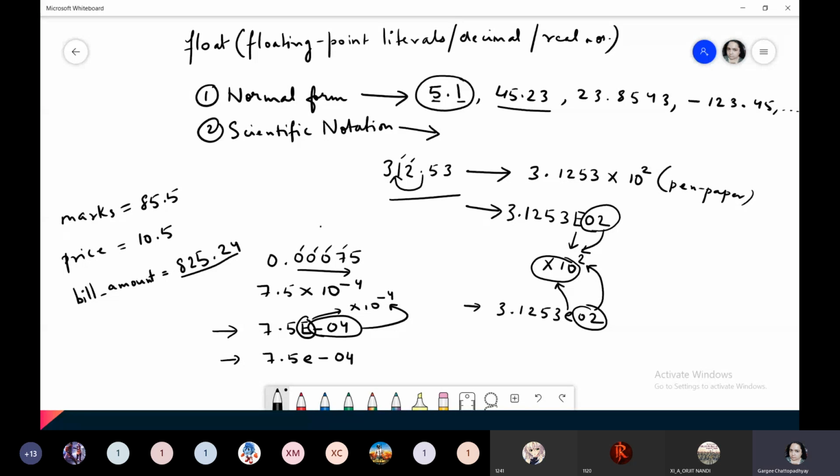Ma'am, what if the power is 2 digit? What if the power of 10 is a 2 digit value? You might have studied scientific notation in maths, that a floating point number, that is a decimal number, can also be represented in this way. I am saying that you have written in this E form. See, you have to write it this way, 3.1253 into 10 raised to the power 2. So how will you write it in Python?